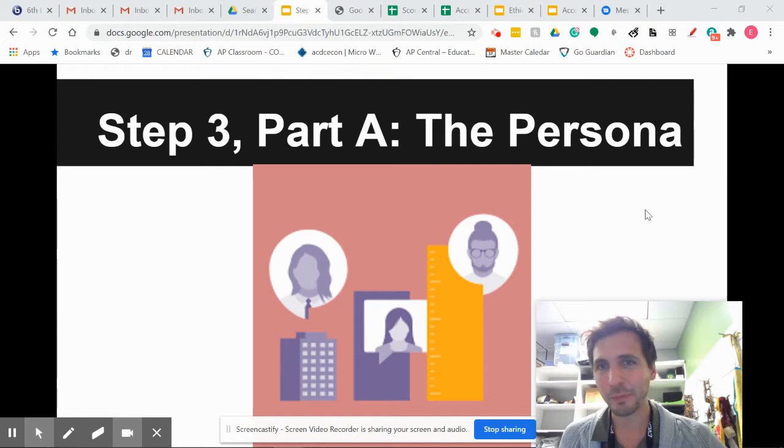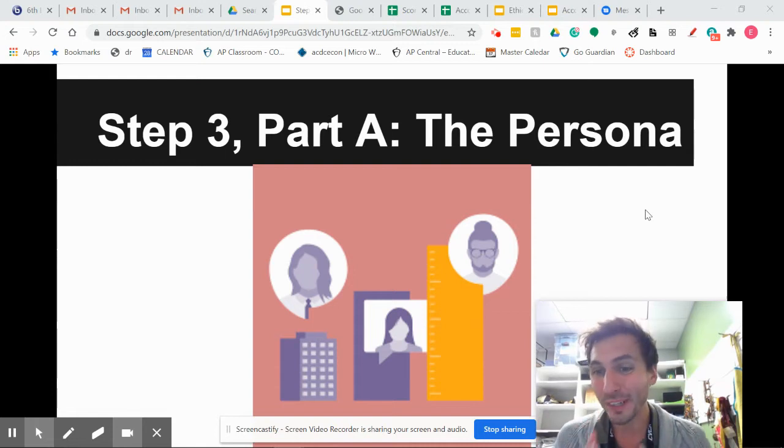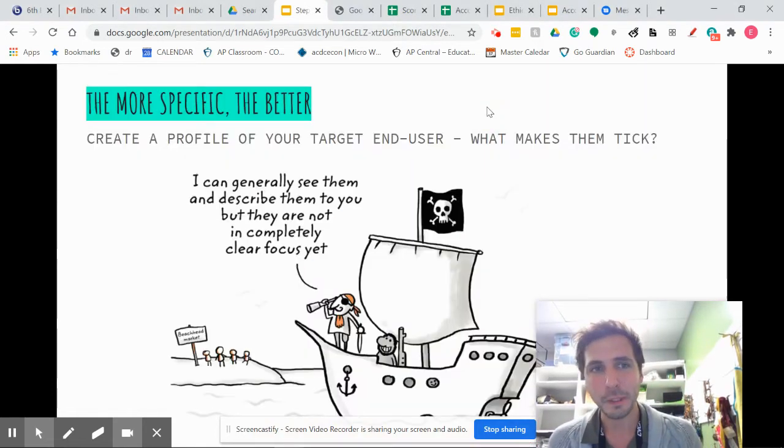The first part of step three, the persona. So, this part's a little cheesy, but stick with it. It actually works and it helps a whole lot, I promise you. So, let's dig into it.